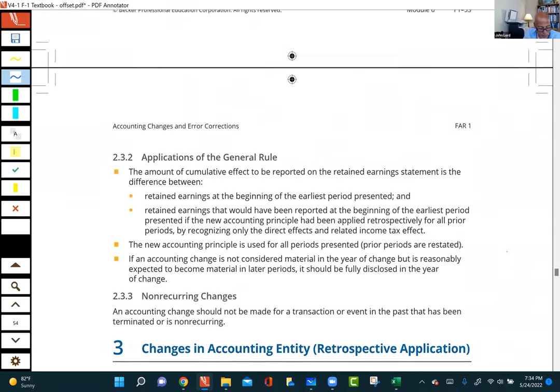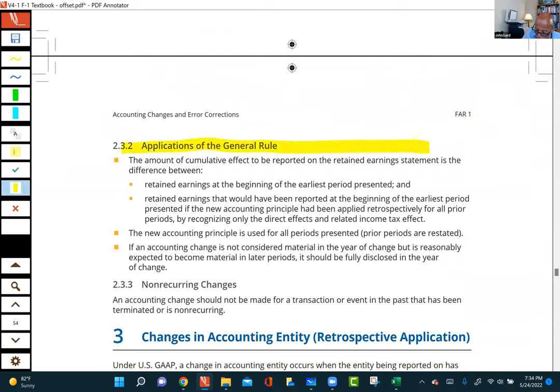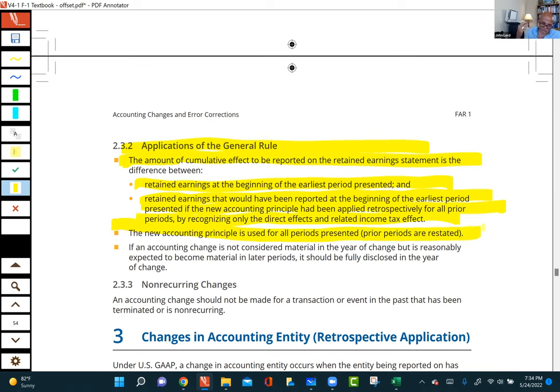Okay, good. Now, once again, a summary. We've said this a couple of times. Application of the general rule: the amount of cumulative effect to be reported on the retained earnings statement is the difference between retained earnings at the beginning of the earliest period presented and what retained earnings would have been reported at the beginning of the earliest period presented if the new accounting principle had been retrospectively applied to all prior periods by recognizing only the direct effects. The new accounting principle is used for all periods presented. Prior periods are restated. And that's why it gets confusing, because we call it retrospective application, meanwhile we're actually restating, right?